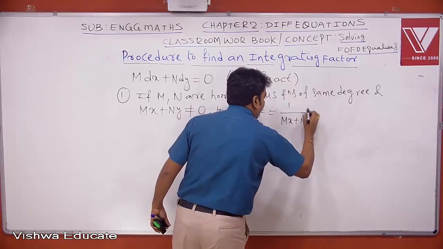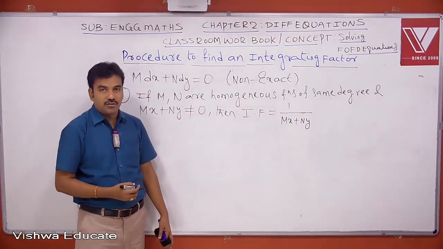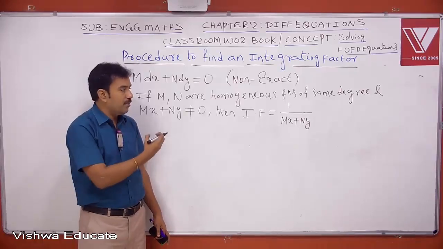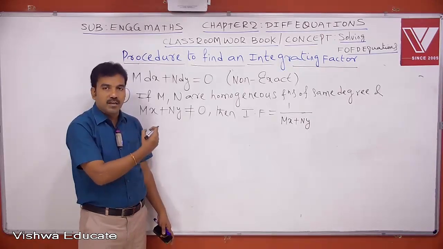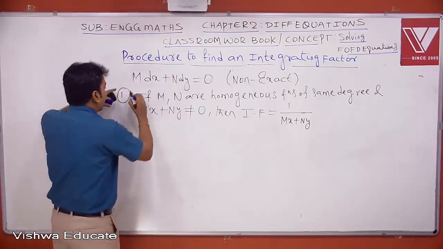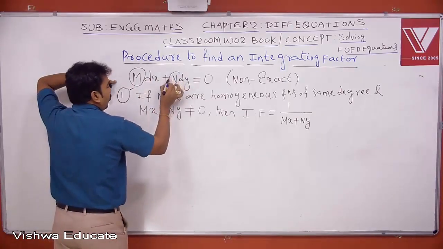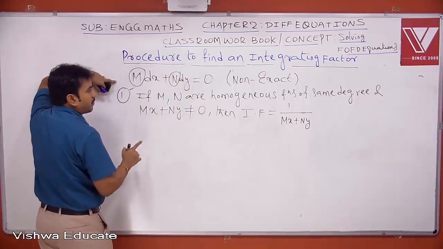Since we are writing Mx plus Ny in the denominator part, it should not be equal to 0. Something divided by 0 is undefined, so Mx plus Ny has to be written in the denominator, so it should not be equal to 0. What is my case 1? It must be a homogeneous function, and it must be a homogeneous function of same degree.